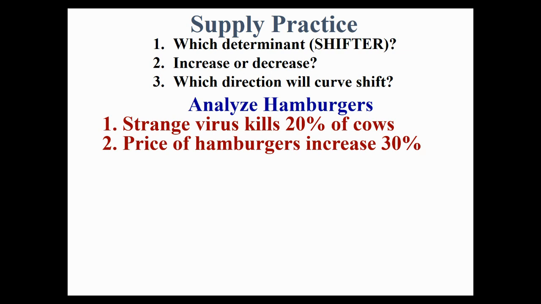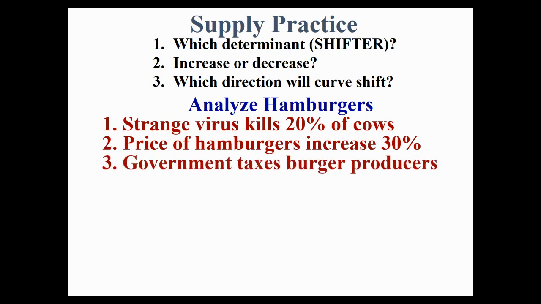The next one, price of hamburgers increases. Wait, GI TOES. No, this is just a change in quantity supplied. This is just a slide up the curve. This isn't a shift at all. This is a change in quantity supplied, not a change in supply.